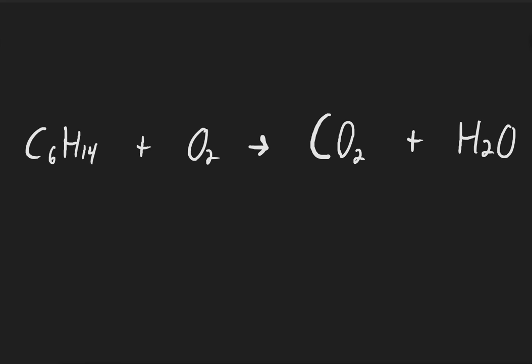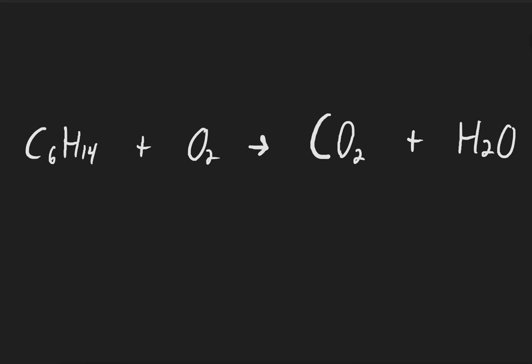So I'm just going to start with an atom that only appears once on both sides of the equation, because here oxygen appears once on the left side but twice in 2 separate molecules on the right side. So that can get confusing. So I'll just start with carbon.